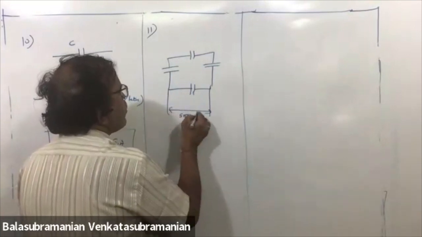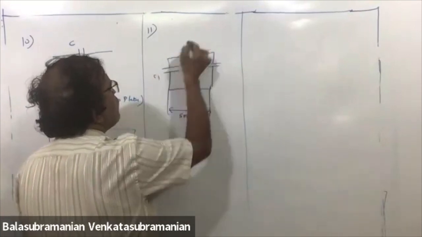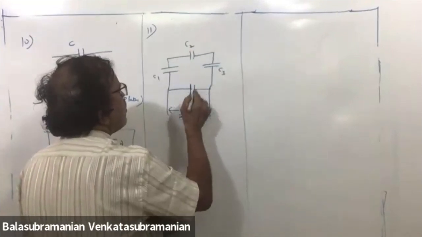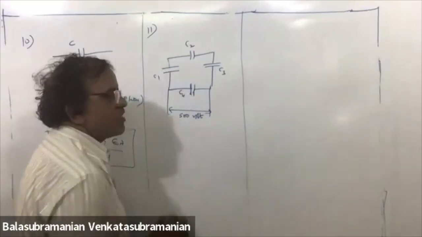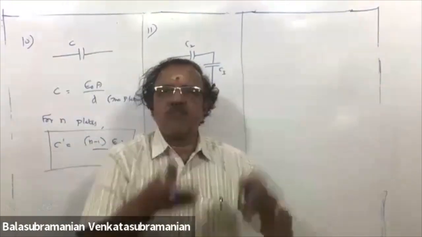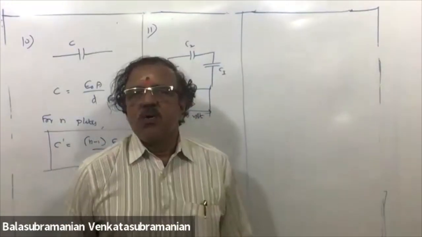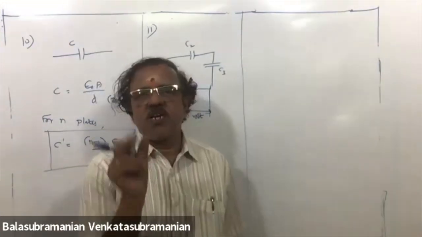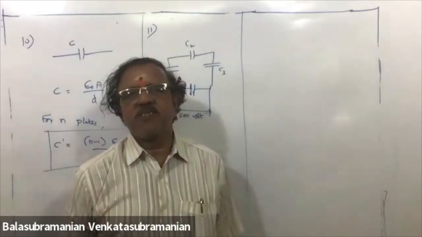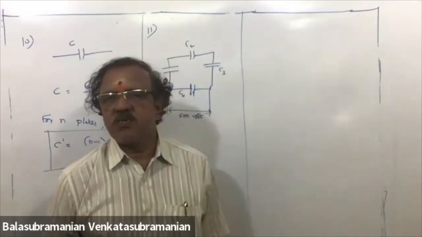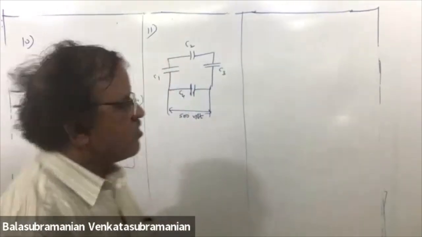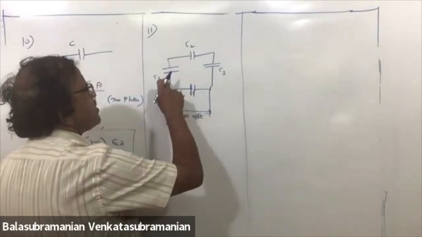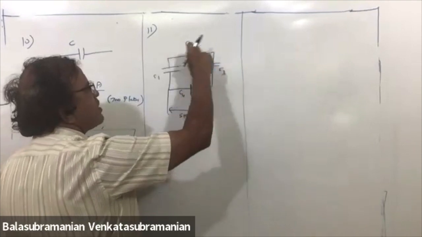This is 500 volt given C1, C2, C3. When you draw capacitors, the two plates should be of the same size. If one is bigger and one is smaller, it is not a capacitor, it is a potential. Plus, minus, so the meaning will change; accordingly, you write. From the diagram, it is very clear that C1, C2, C3 are in series.